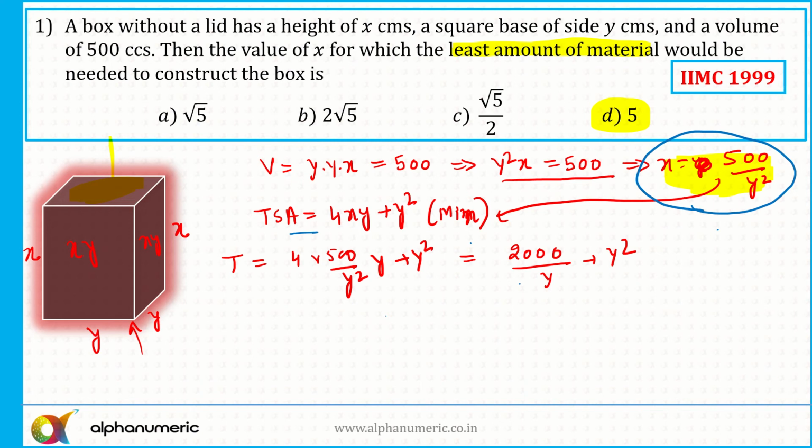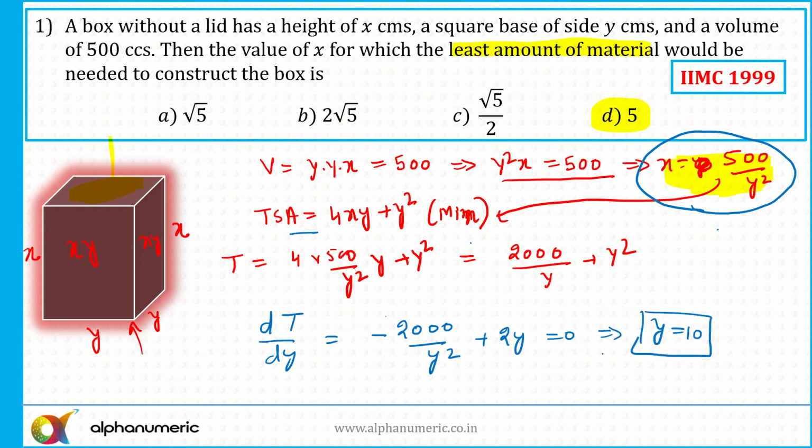Now, if I differentiate with respect to y, I'll get dt upon dy equal to the differentiation of 1 by y, which is minus 1 by y square. So minus 2000 by y square, plus the differentiation of y square, which is 2y, and put it equal to 0. If you solve this equation, we'll get the same value of y, which is 10. So when you differentiate and put it equal to 0, you get y equal to 10. Now again substitute y equal to 10 here, and you'll get x equal to 5.